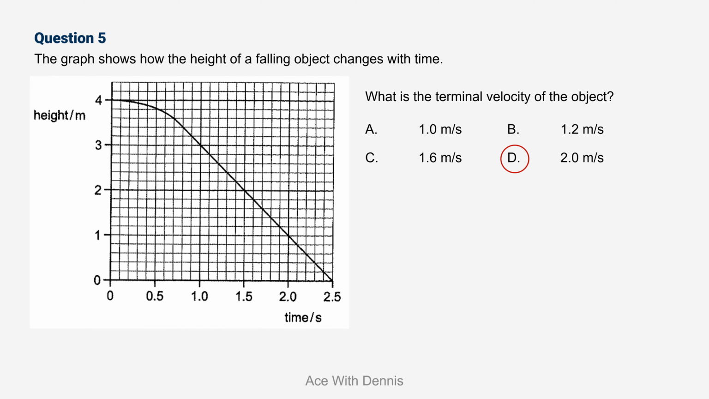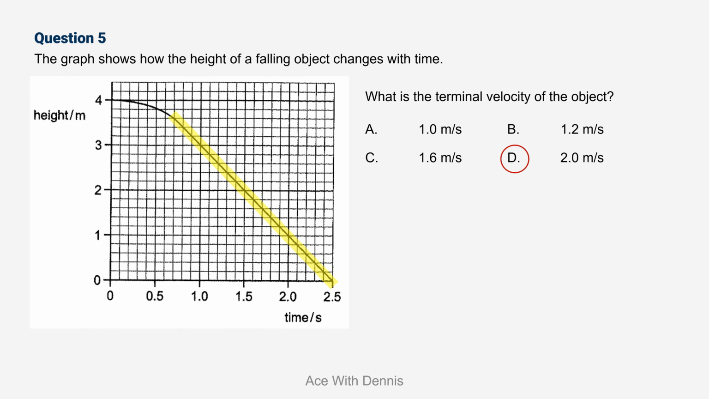The answer is D. 2.0 meters per second. So to find the terminal velocity, since as I mentioned just now, this is a displacement time graph, we need to identify where is the terminal velocity, which is this region, because at this region, the graph is a straight line. So when it is a straight line, it means that it has constant gradient. For a displacement time graph, gradient means velocity. So it is a constant velocity, which means that this is the terminal velocity.